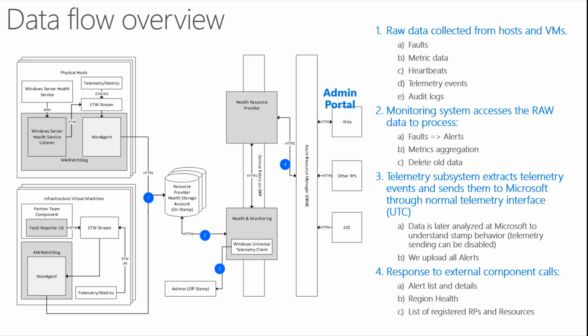So we have all this data that's being collected and provided. And that can go through to Microsoft through the telemetry interface, right? And then later on, we can analyze that to understand stamp behavior. That telemetry setting can be disabled. But we do upload all alerts so that we have a better understanding of how things are working and how we can improve. Finally, on step number 4, there's a response to external component calls for alert lists and details, the region health, and the list of registered resource providers and resources.